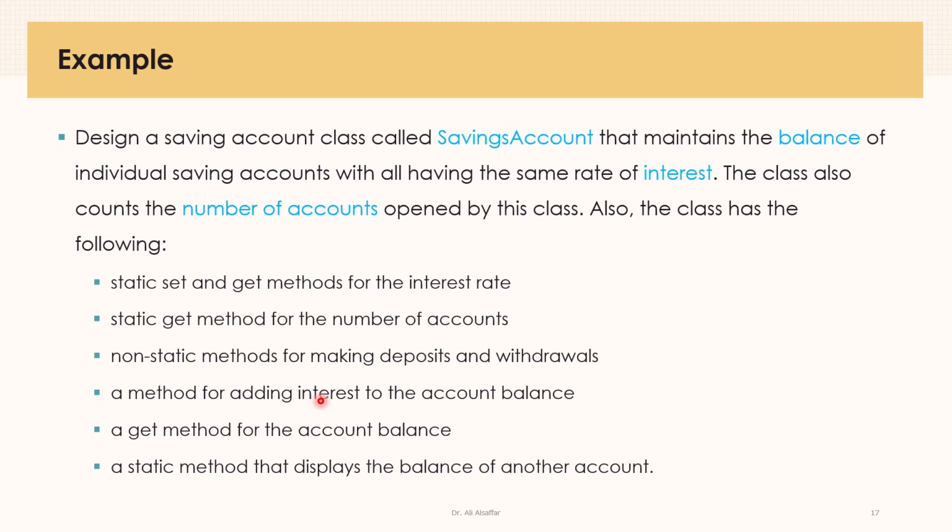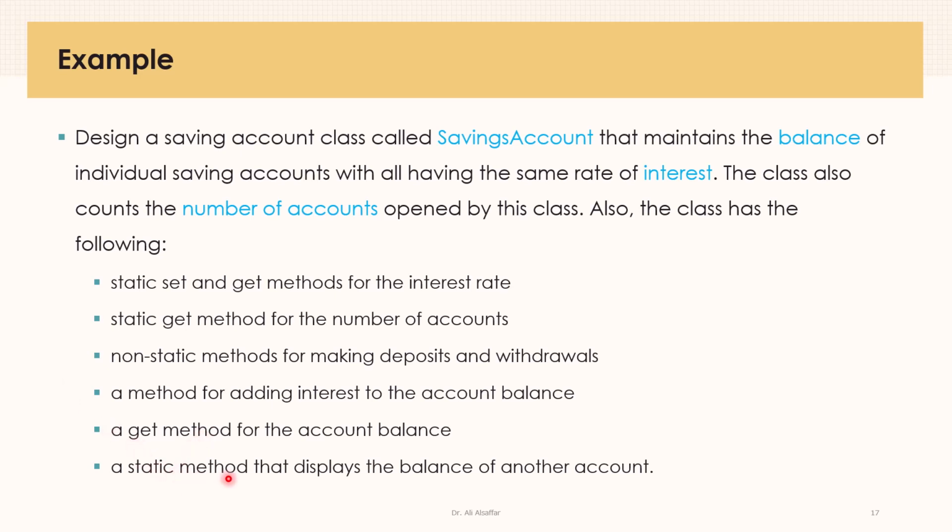It is referencing interest, which is a static variable. And since it accesses instance variables, it cannot be defined as static. So this is an example of a non-static method that is accessing static and non-static variables. For getting the account balance, the account balance is an instance variable, it is non-static, so we cannot define this get method as static because static methods can reference only static variables.